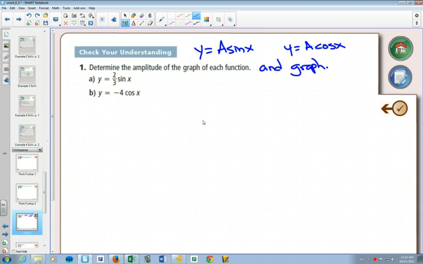Now, whenever a value is out in front, from our transformation unit, you know that that multiplies the y values. That makes a vertical stretch. So if our amplitude of a regular sine graph and regular cos graph was 1, what happens with a value in front is that's going to change the amplitude to be whatever the number in front is. So if you multiplied everything by 2/3, now your amplitude is going to be 2/3. So on this one, your amplitude is going to equal 2/3.